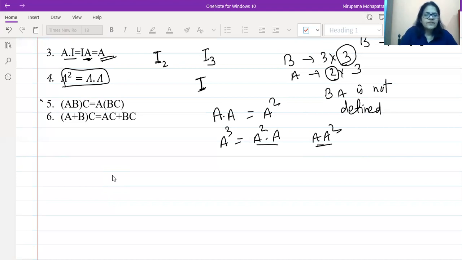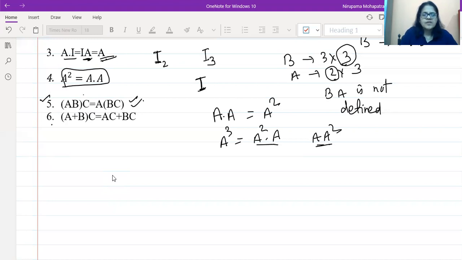Okay, next, fifth and sixth. Even if matrix multiplication is not always commutative, it is always associative. We can get some questions from the NCERT textbook also, and we can do those questions. A into B into C, irrespective of the order of grouping, we get the same result. So we will also take some questions on this.